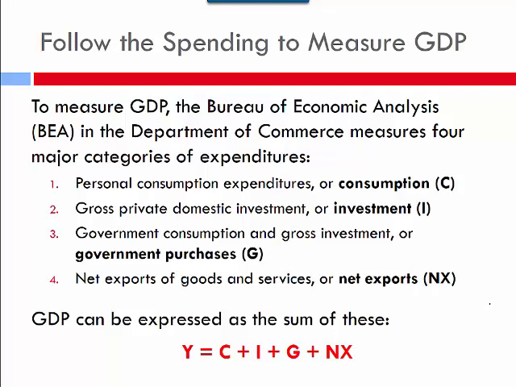So there are four components, and we're going to look at each of these. Consumption is essentially household spending, so what we consume. It'll be broken down into different categories, but overall we'll call it that.